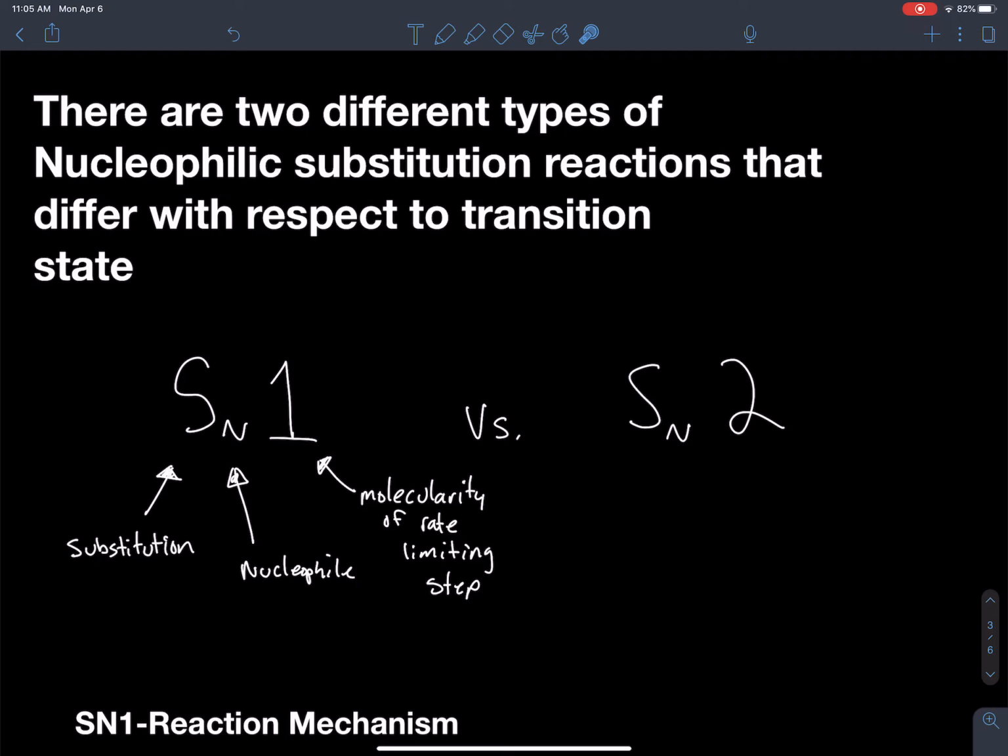What does this mean? S means it's a substitution reaction. N means it's nucleophilic, it uses a nucleophile, not a radical. And 1 means the molecularity. Okay, so remember from the rates unit, this would be a unimolecular reaction. And 2 means it's a bimolecular reaction. And where does that come into play? It comes into play in the rate limiting step.